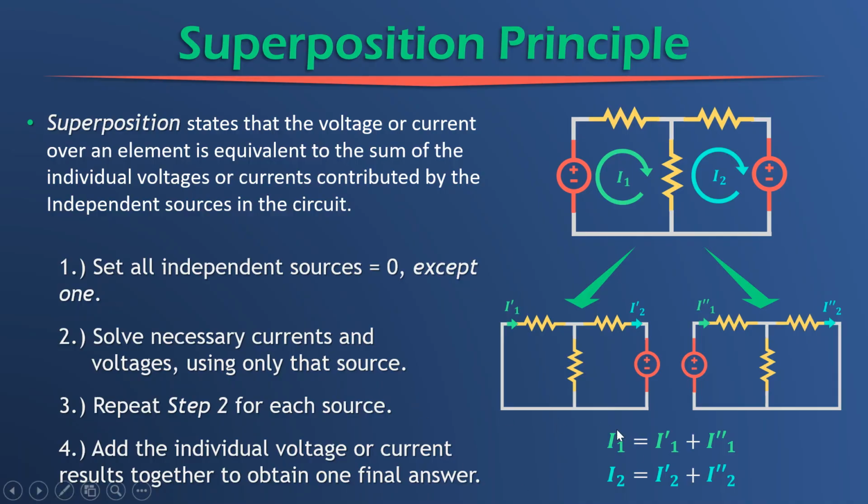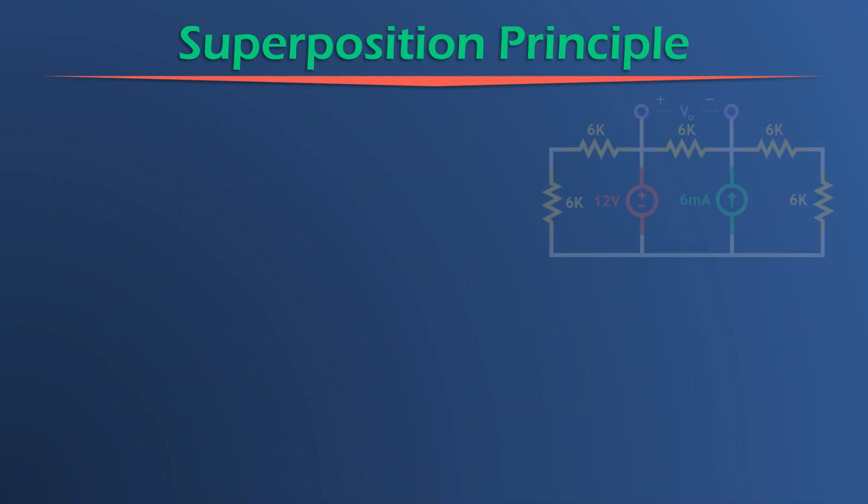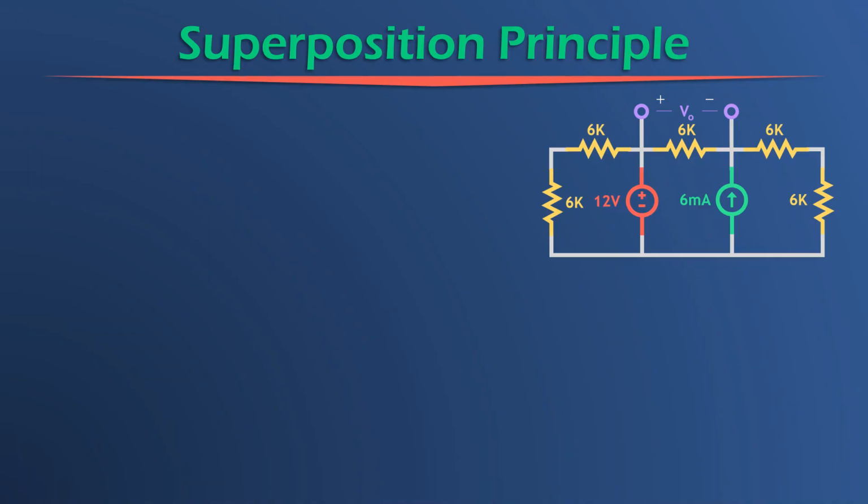So the total current I1 will be I1 due to the first source plus I1 due to the second source, and the value of I2 will be I2 due to the first source plus I2 due to the second source. Let's take a look at an example.